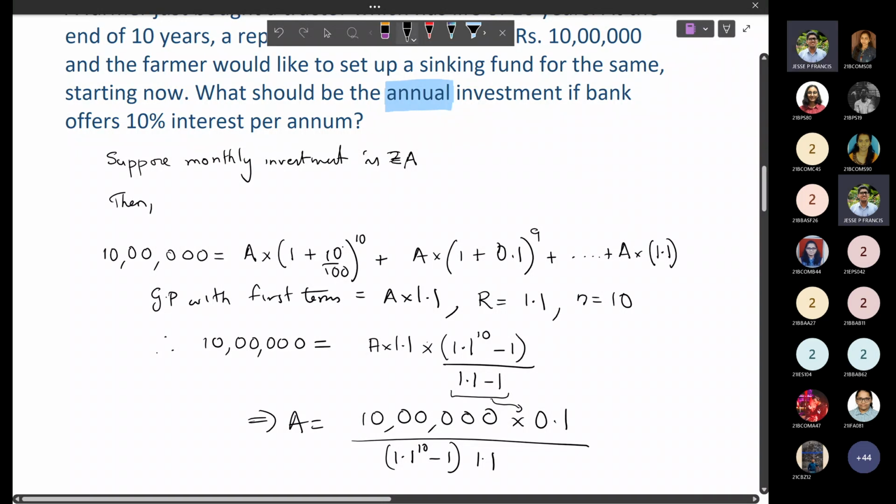Can someone verify the answer? Can you just check if the answer we got is right?